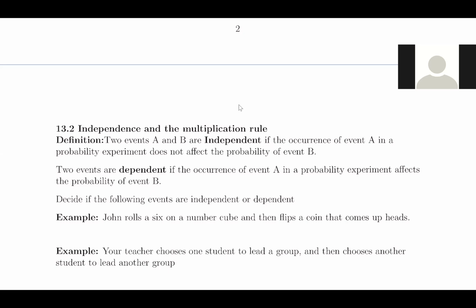So for this one, say John rolled a 6 on a number cube. So let's draw a number cube. A number cube is just a die. So John rolled a 6. And then he flipped a coin, and when he flipped the coin, he got heads.